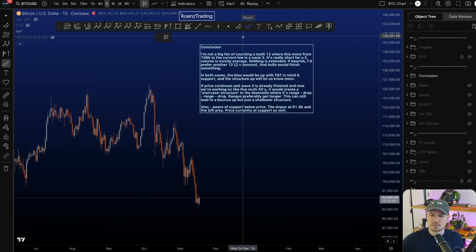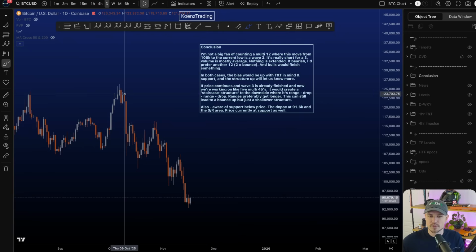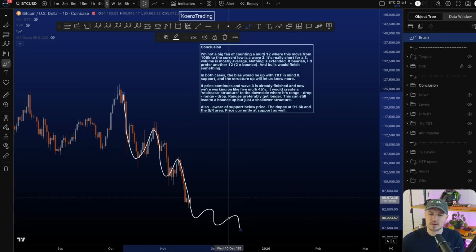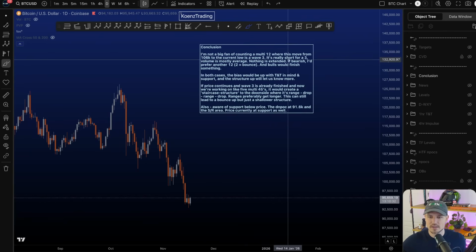So, conclusion: I'm not a big fan of counting a multi 1-2 to the downside, where this move down from 106 to the current low is a wave 3, being a 1-2, 1-2, 3, and then 4-5, 4-5. I don't really like it. The 3 is just very tiny, really short for a 3. The volume is very average. Preferably volume is highest in the 3. Nothing is extended, wave 3 that is.